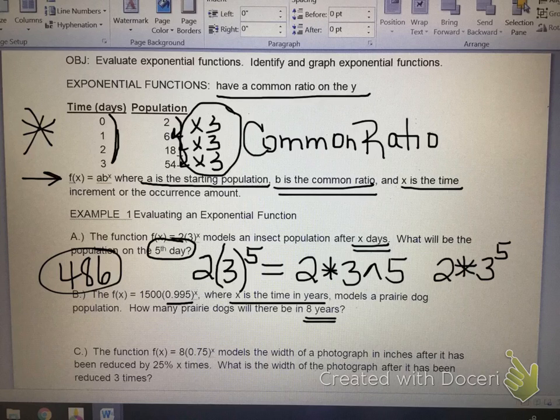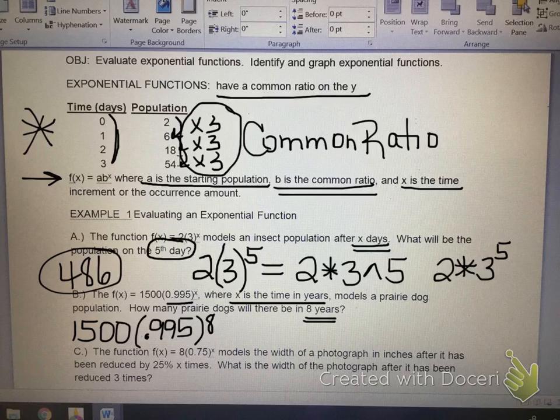Now we are expecting that if we're starting with 1,500 prairie dogs and the population is increasing 0.995, and that means it's actually not increasing, it's decreasing because it's a number less than 1, we're going to see, well, what happens to this population after 8 years? It tells us x is time in years. They give us 8 years. That's what we plug in. So I'm expecting a number less than 1,500 because the population is actually not growing.